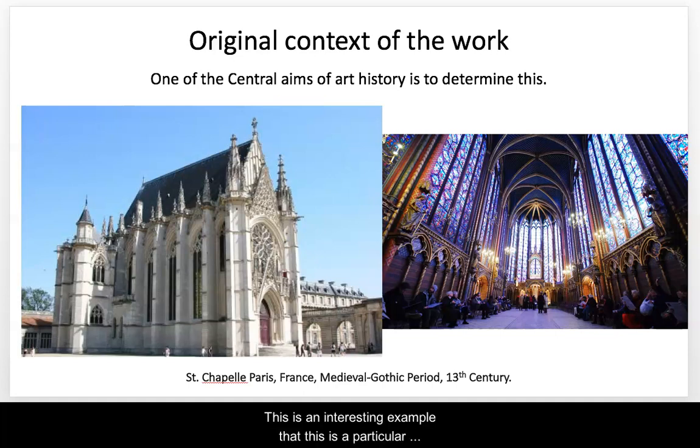This is an interesting example of that. This is a particular building made for the King of France, Sainte-Chapelle in Paris. It's Gothic architecture. It was his own chapel. It's very, very beautiful. And at this time period, the Gothic artisans and the creators of Gothic believed very much in the stained glass and light being a representation of God's presence.